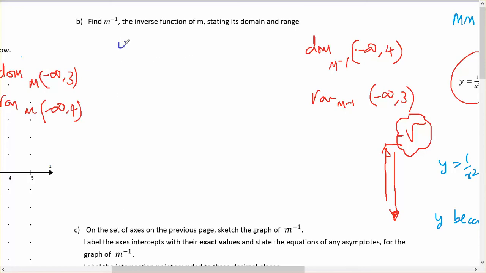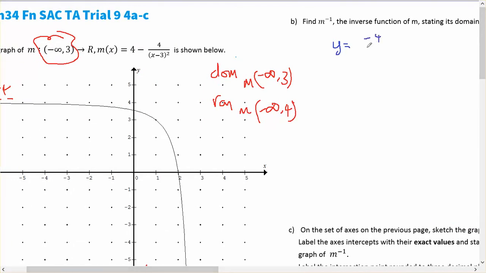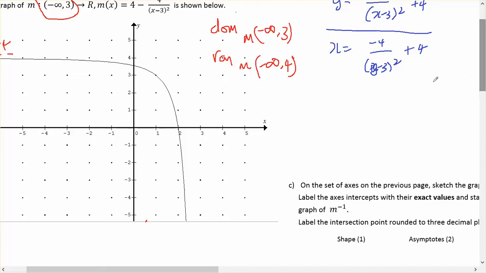I have a rule which is y equals negative 4 on top of x minus 3 squared plus 4. To find the inverse, I'm going to swap them. So x equals negative 4 on top of y minus 3 squared plus 4. And I'm now going to solve for y. So if I move the 4 over, I'll have x minus 4 equals negative 4 on top of y minus 3 squared. If I swap this and this over, y minus 3 squared equals negative 4 on top of x minus 4.